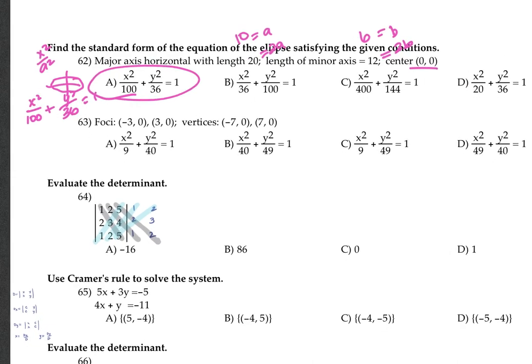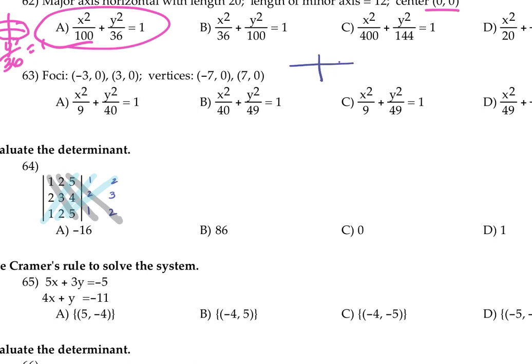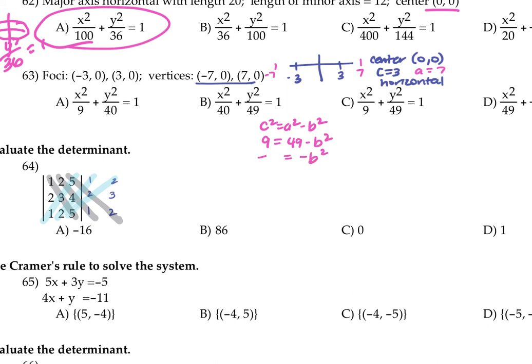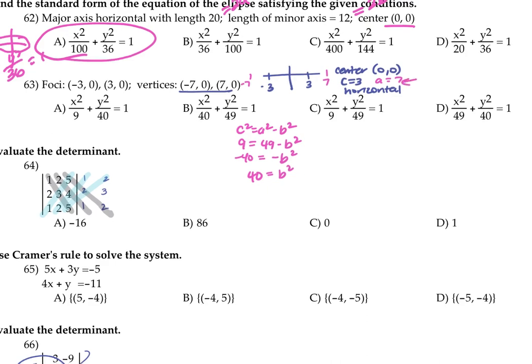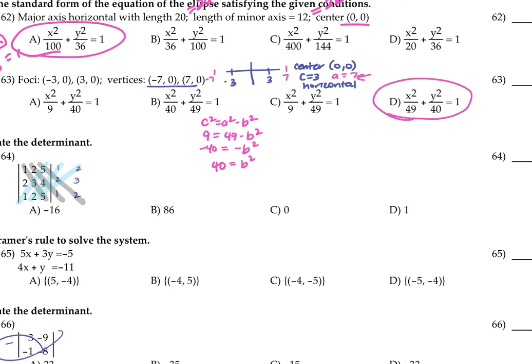For 63, if your foci are plus and minus 3, that means your center is at 0, 0, your C is 3, and it's horizontal. And then your vertices are at negative 7 and positive 7, which means your A is 7. So because it's an ellipse, C squared equals A squared minus B squared. 9 would equal 49 minus b squared. Negative b squared would equal negative 40, so b squared is 40. It's horizontal, so the x gets the bigger a, which would be 7. So it's x squared over 49 plus y squared over 40 equals 1.